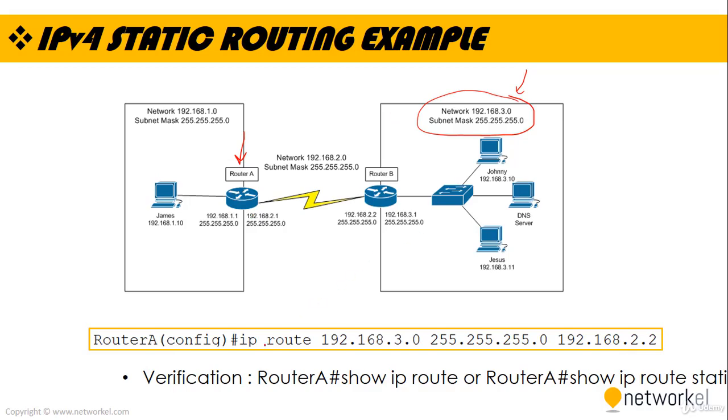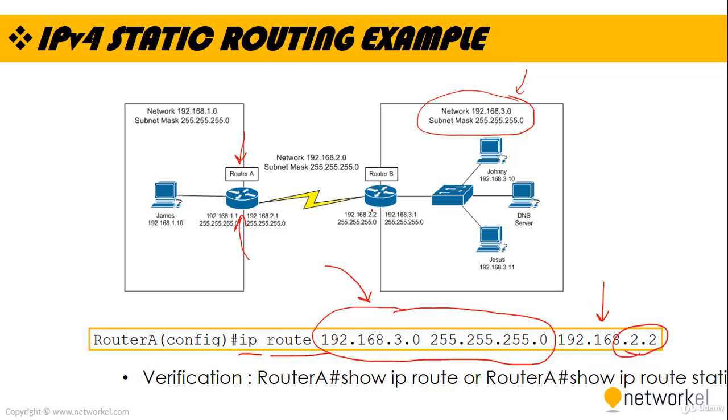So the configuration in here is ip route, the network that we want to reach with its subnet mask, and the next hop. This command is saying to router A that, hey router A, if you get a packet destined to 3.0 with this subnet mask, send the packet to 2.2, which is this interface of router B.